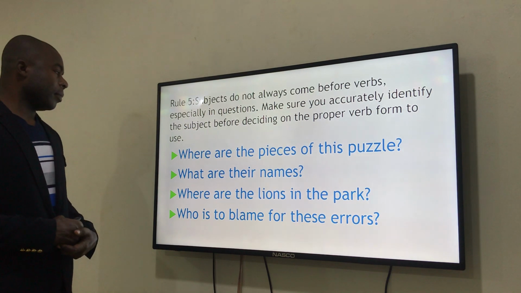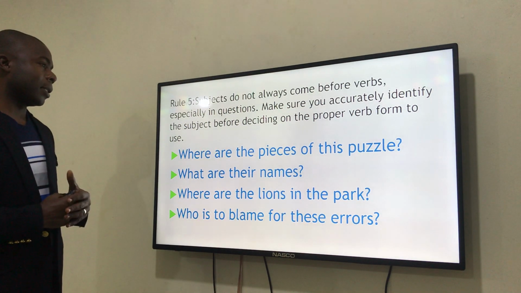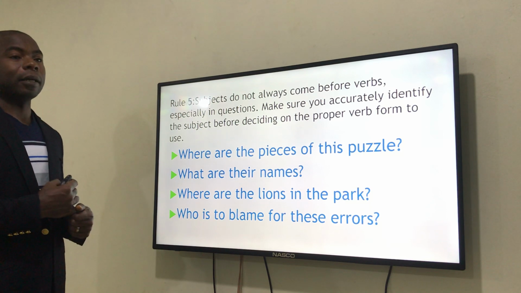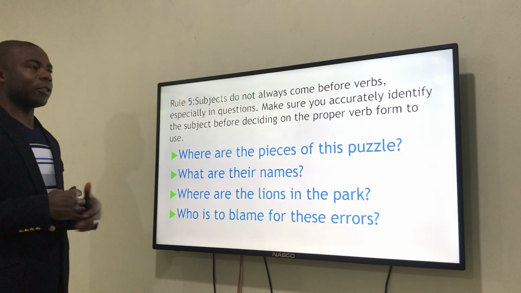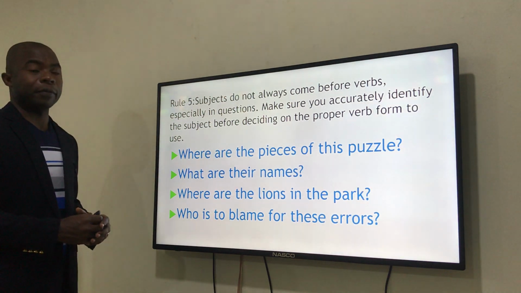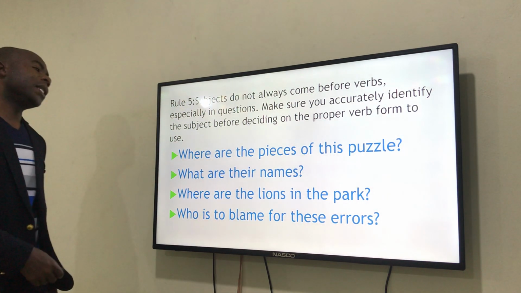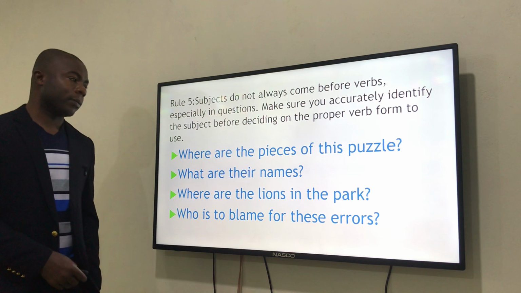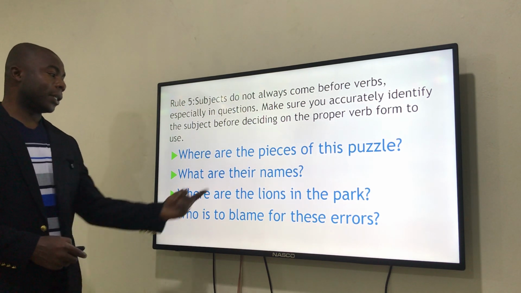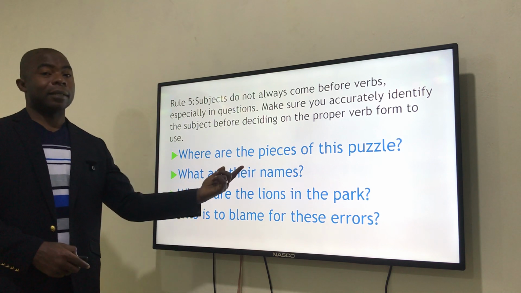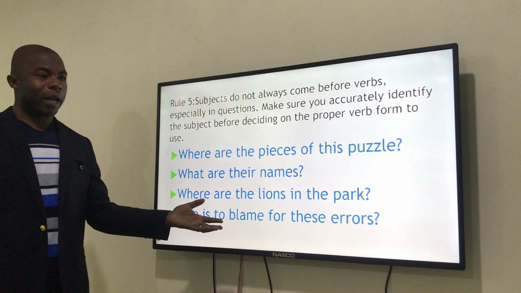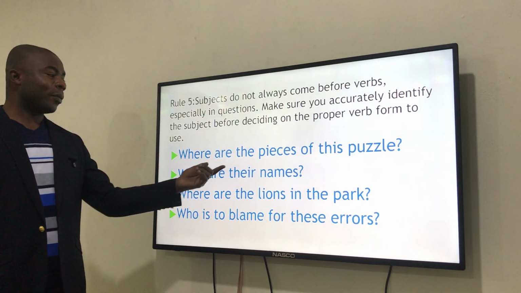Now, let's take the one where the subject doesn't come necessarily before the verb, as we saw in the case of here and there, but in the case of questions in rule number 5. What are the pieces of this puzzle? The subject is "the pieces." What is its number? Plural, more than one. And what is the verb? "Are."